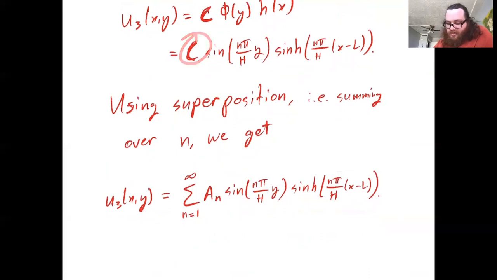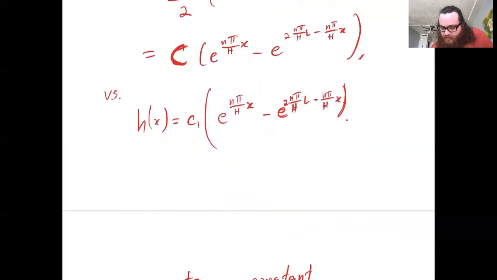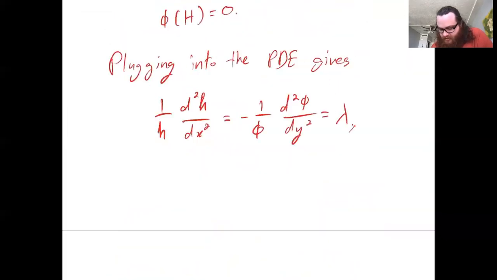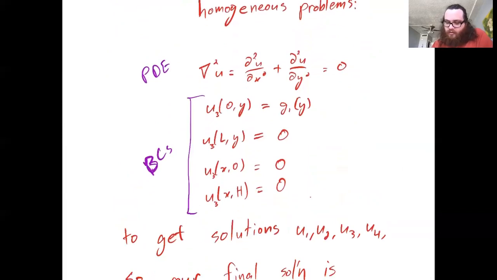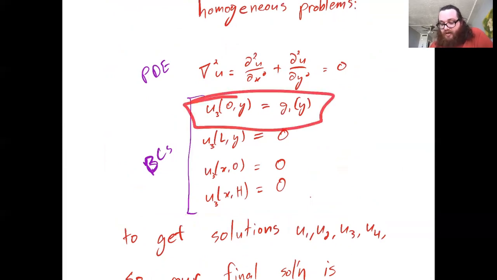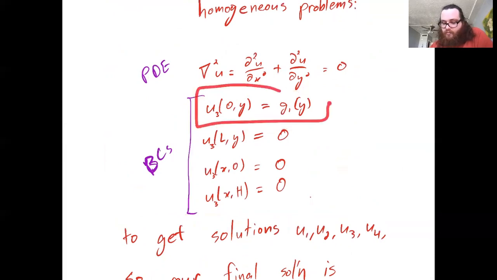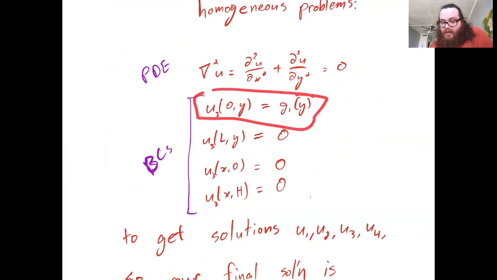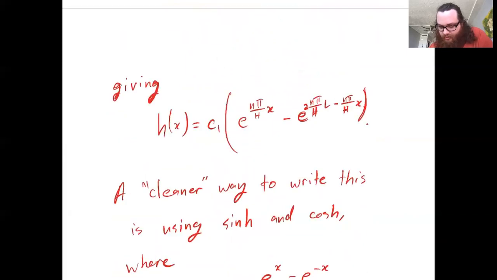Where now we've replaced these constants c with these constants a sub n, emphasizing their dependence on n. So this is the general solution for this ODE, or this PDE up here. It's going to be a linear combination of sines and sinh, but what we have yet to do is incorporate this other boundary condition. And so it turns out that this will be enough information to specify what those constants a sub n are. Okay, so let's see how that goes.